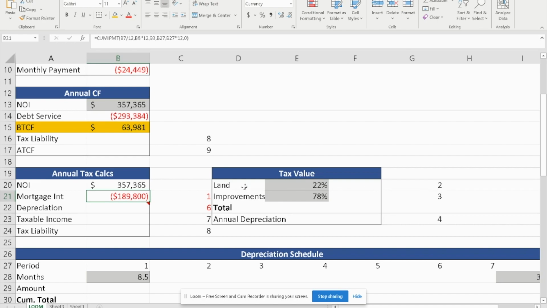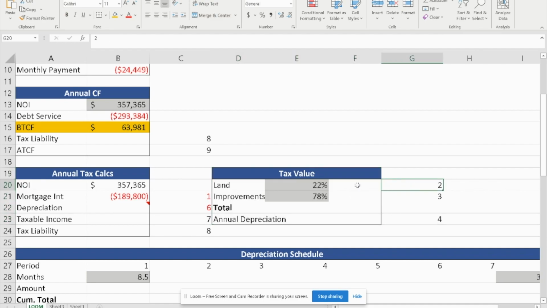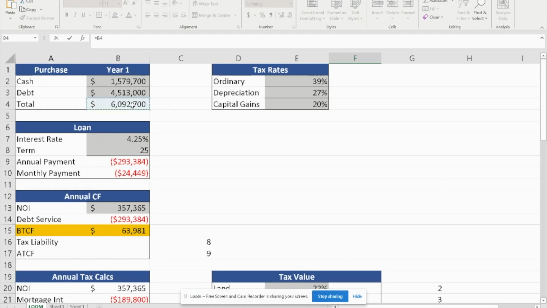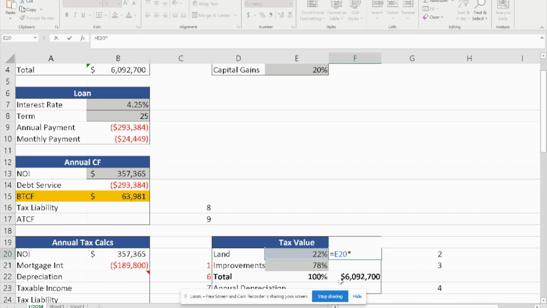The depreciation. Now, if you notice that I said don't work on this first, you want to go to step 2. To calculate it, you're going to do the tax value table first in order to get the depreciation. To get the tax value, we're first going to bring down the total for this property, which is the $6 million, and the total should sum up to 100%, the land and the improvement. And now we just want to calculate what is 22% of $6 million. We're just going to go equal 22% times the 6 million, and we should have 1.3 million. We're going to do the same thing for improvement. We're going to say what is 78% of the 6 million, and you should have 4.7 million.